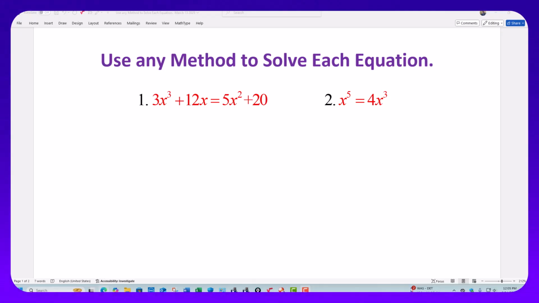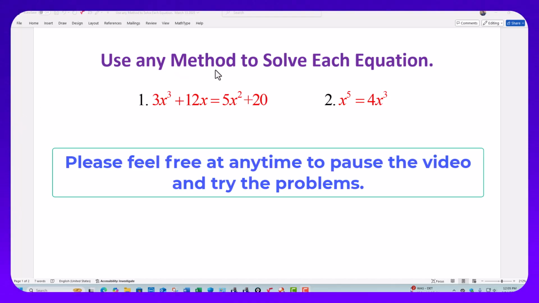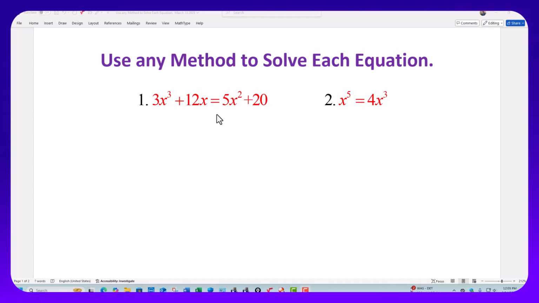In this video, we have two polynomial equations to solve, and we can solve these any method. You can use synthetic division, trial and error, try factoring. Now for the first one, I'm going to bring everything over to one side. So I've got 3x to the third plus 12x, then minus 5x squared minus 20. And I'm going to try factoring by grouping.